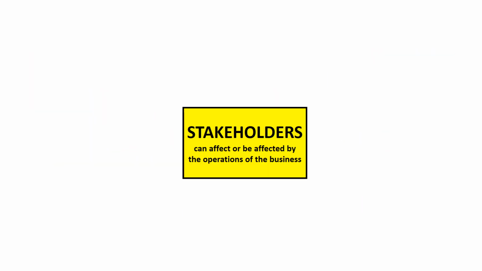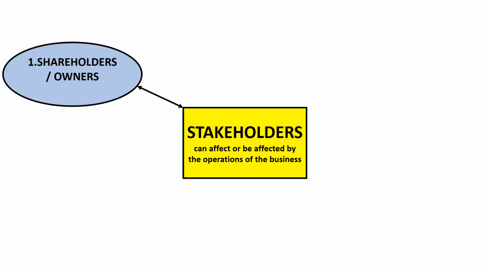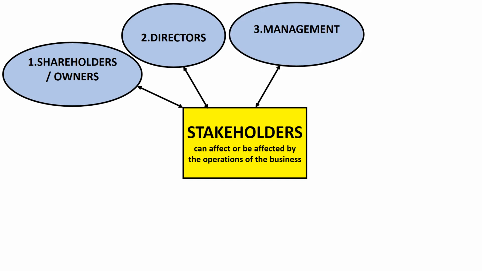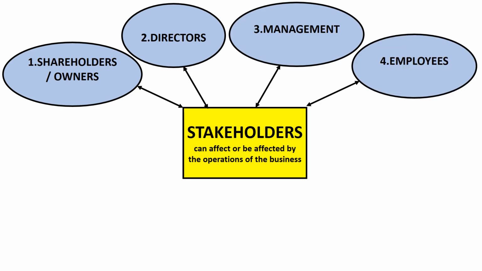There are 11 different types of stakeholders in a business, and we're going to look at these in some detail in the second video. These 11 are as follows. First, shareholders or owners of the business. Second, the directors of the business, at least where the business is a company. Third, management of the business. Fourth, employees in the business.